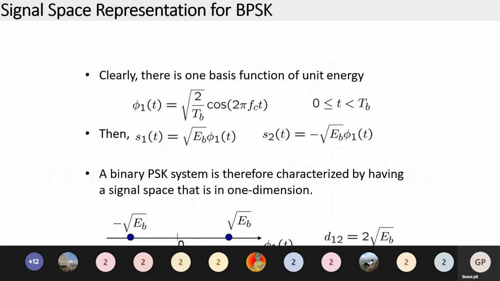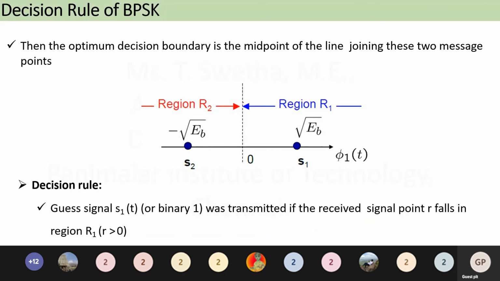In the constellation diagram, this is how the points will be equally placed. If you calculate the difference, the distance between those two points is root Eb minus minus root Eb, which gives a distance of 2 root Eb. So the distance between those two points is 2 root Eb, and the center boundary that makes a space between those two values is the decision boundary here.